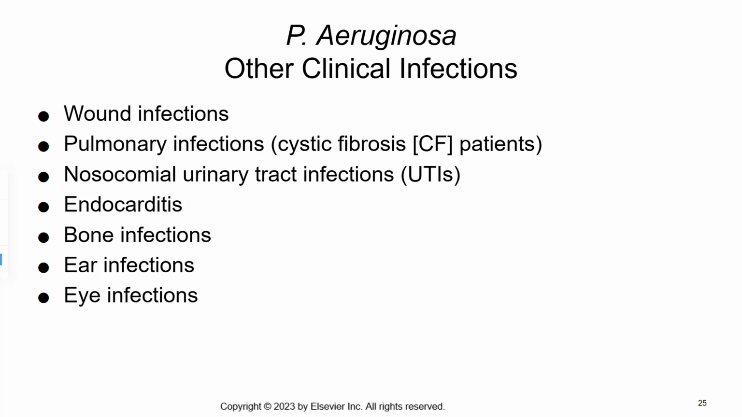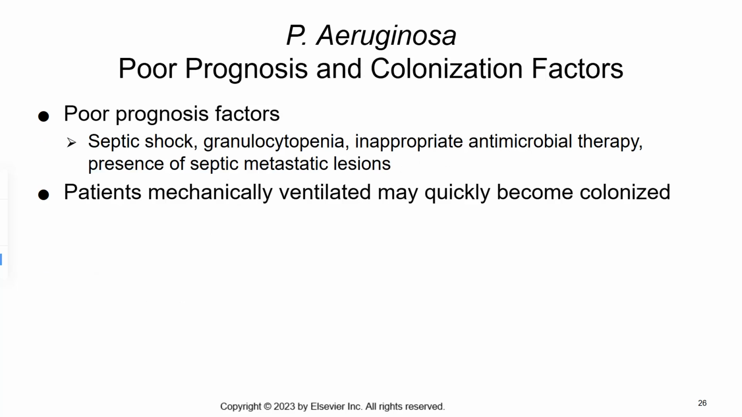Other clinical infections include wound infections, pulmonary infections, and nosocomial urinary tract infections. Nosocomial would be healthcare acquired. Also endocarditis, bone infections, ear infections, and eye infections. Poor prognosis and colonization factors: poor prognosis factors include septic shock, granulocytopenia, inappropriate antimicrobial therapy, and the presence of septic metastatic lesions. Patients mechanically ventilated may quickly become colonized.